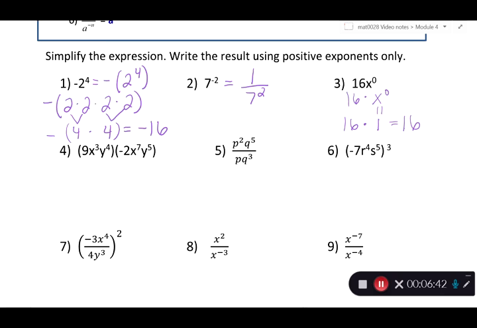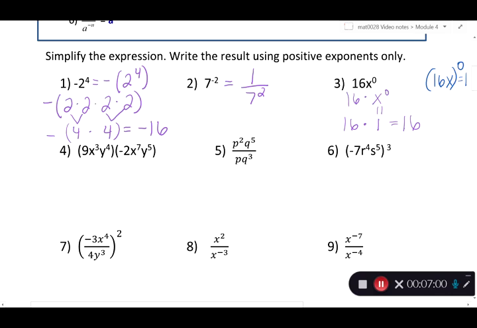Versus if they gave us 16x, all to the 0 power. Now the 0 power is being distributed to both the 16 and the x, and this would be equal to 1.